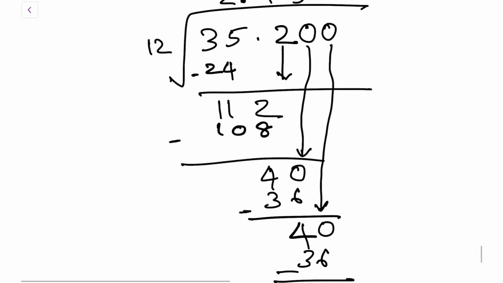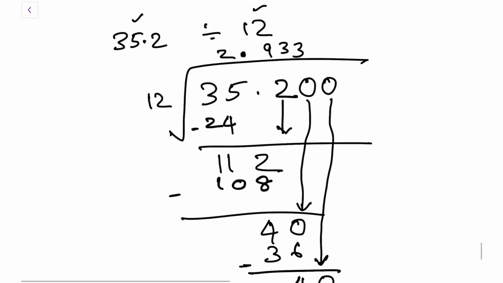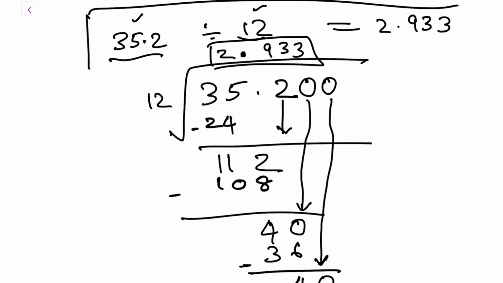Alright. So the answer for 35.2 divided by 12 is what is the answer? 2.933. Your quotient. This is how you can do division of a decimal with another decimal.